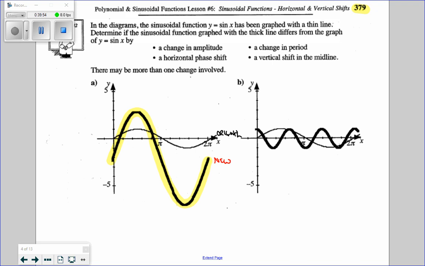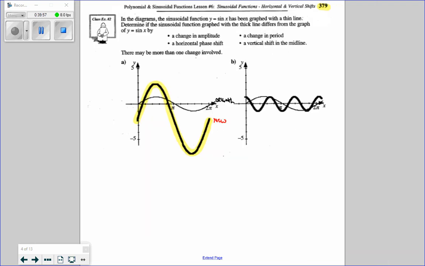Okay, so what I'm going to do is I'm going to write a little table here. So we're going to write original and we're going to write new. And we're going to write amplitude. Okay? So let's look at the original. So the original goes up to 1 and down to -1. So the original has an amplitude of 1. Okay?